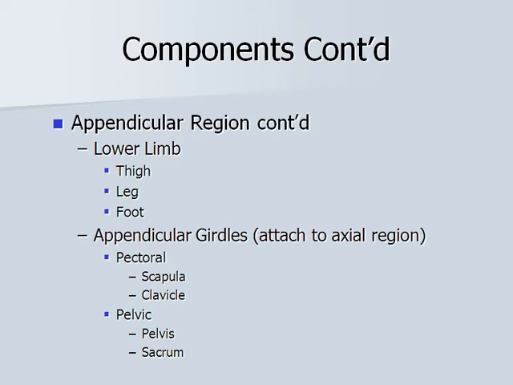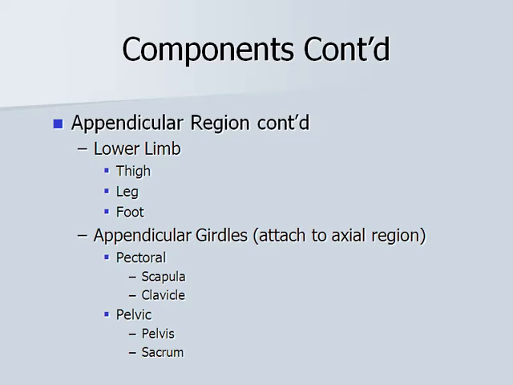We have what are called appendicular girdles. Girdles hold things together. In this case, they hold the axial region to the appendicular region. Your upper limb is held onto your body by the pectoral girdle, okay? And the bones that help hold the upper limb on are the clavicle, which is better known as your collarbone, and the scapula, which is better known as your shoulder blade. So we have an attachment on the front and we have an attachment on the back that help to hold the upper limb onto the body.